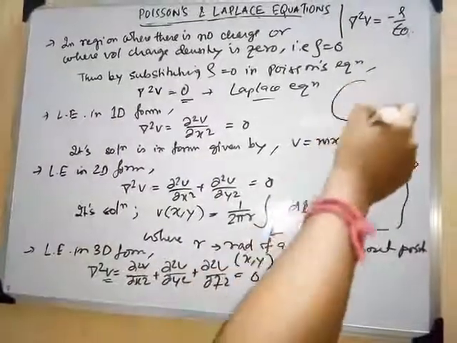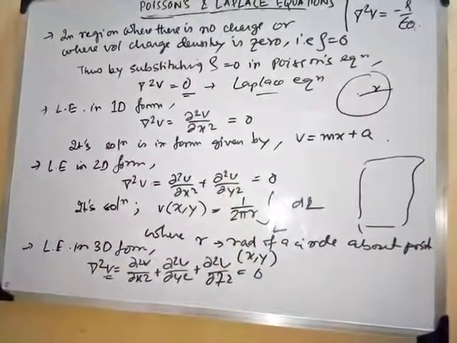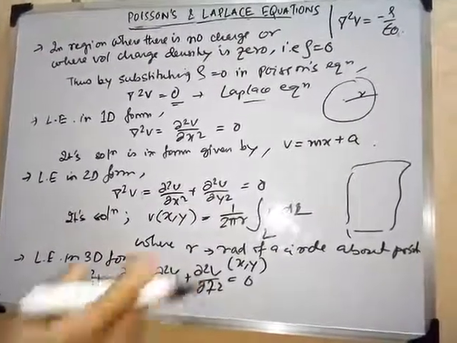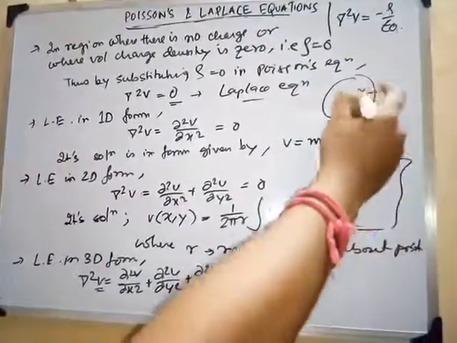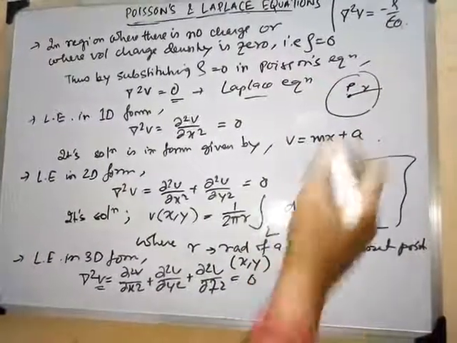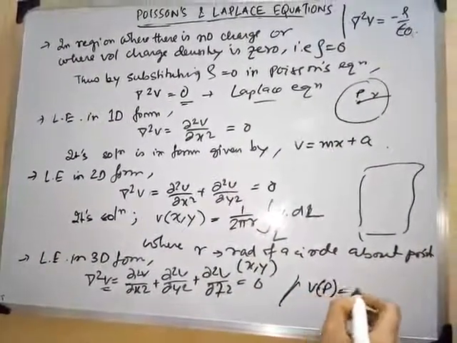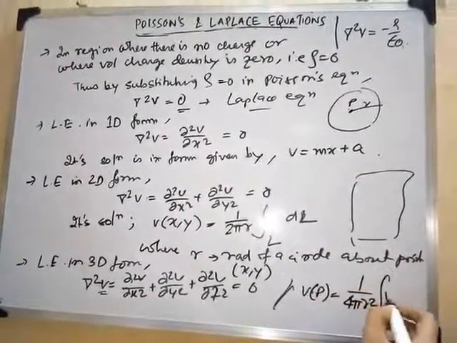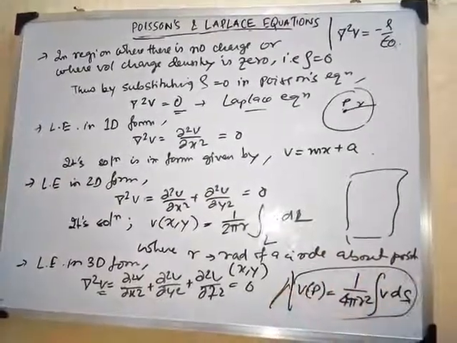If you have a spherical surface and the radius is denoted by r, the value of v at any point p is the average value of v over the spherical surface that I have just drawn, of radius r centered at p. So the solution is v of p equals 1 by 4 pi r square integral of v ds, right? So this will be the solution.